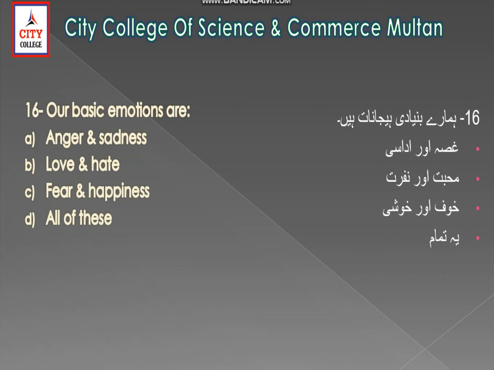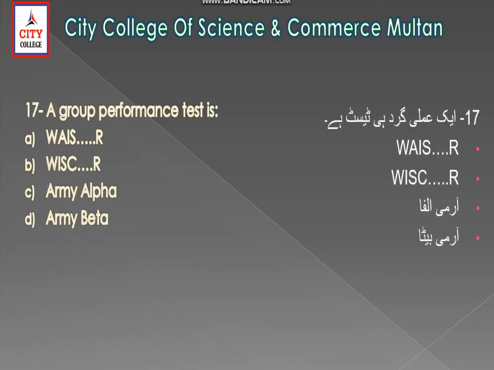MCQ number 16. Our basic emotions are option A, anger and sadness, option B, love and hate, option C, fear and happiness, and option number D, all of these. The correct option is option number D, all of these.